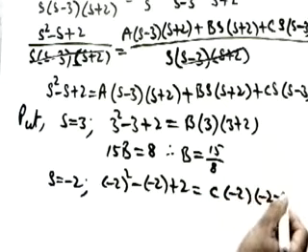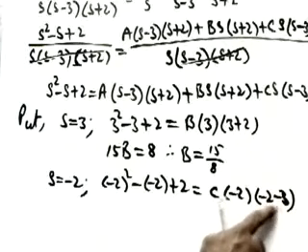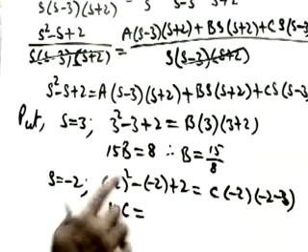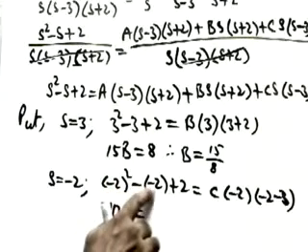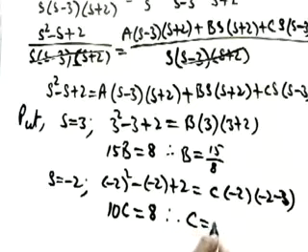Come here. c into minus 2 minus 2 minus 3. Minus 2 minus 3 is minus 5, minus 2 s plus 2, 5 twos are 10. So 10c equals to minus 2 square plus 2 square 4, minus 2 s plus 4, plus 2 is 6, plus 2 is 8. Therefore c equals to 8 by 10, means 2 fours are 8, 2 fives are 10. c equals to 4 by 5.